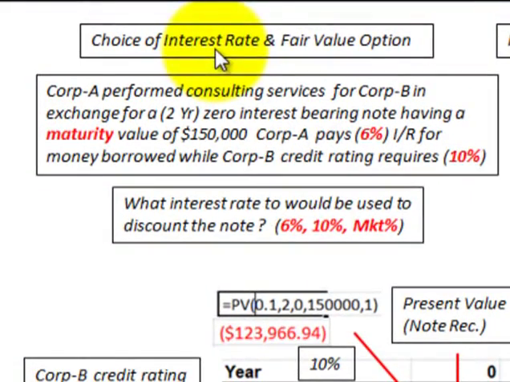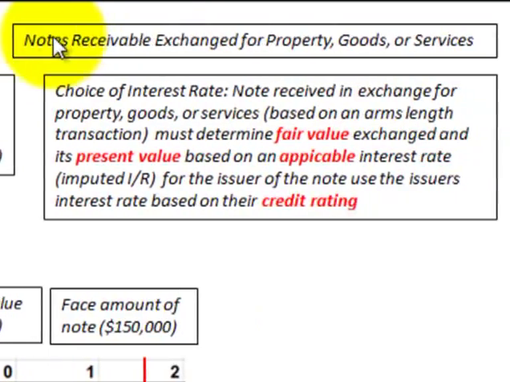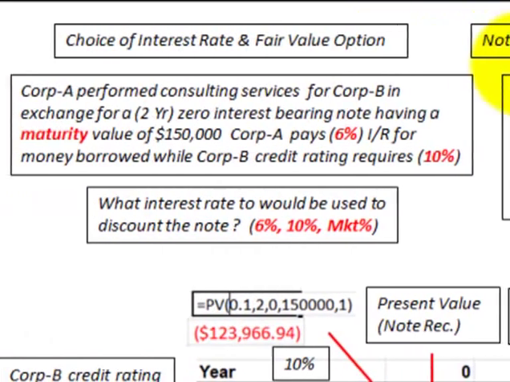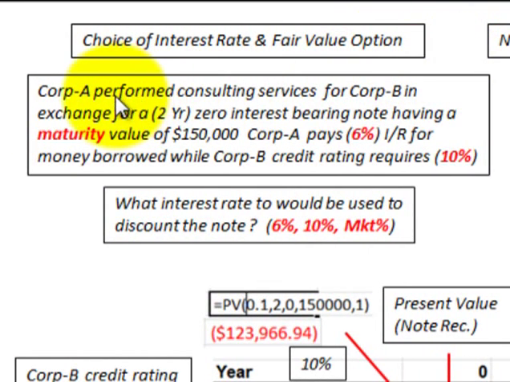Okay, here we're going to be looking at a choice of interest rate, and we're going to also include the fair value option here. And we're going to be looking at a notes receivable exchange for, in this case, it could be for property, goods, or services. And for our example here, it's going to be for services, where Corporation A performed consulting services for Corporation B in exchange for a 2-year zero interest bearing note having a maturity value here of $150,000.